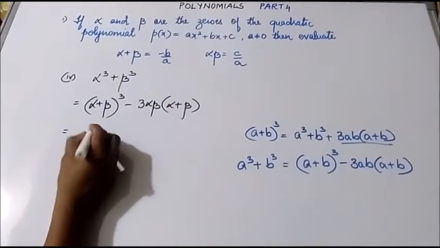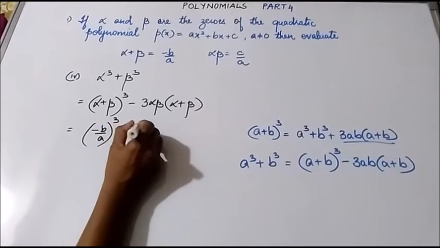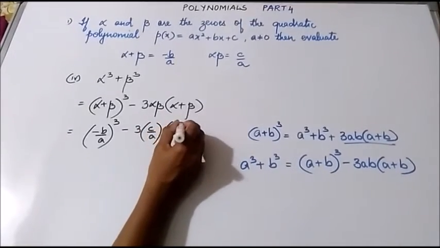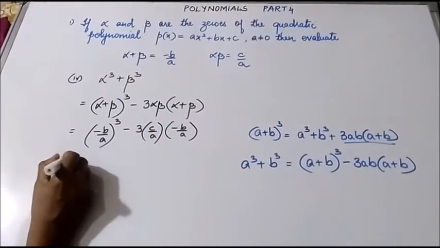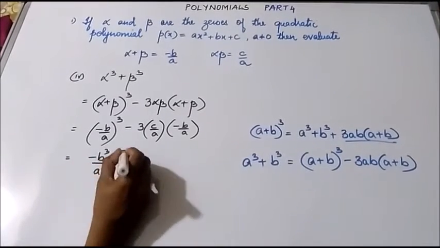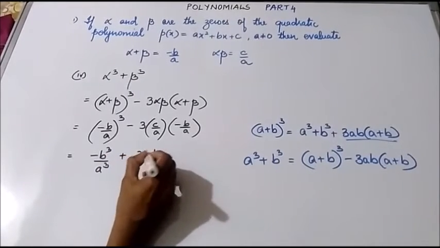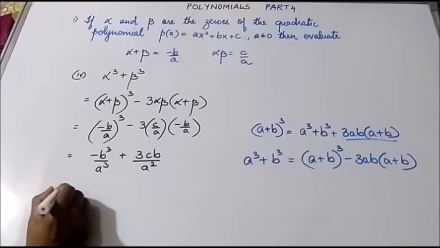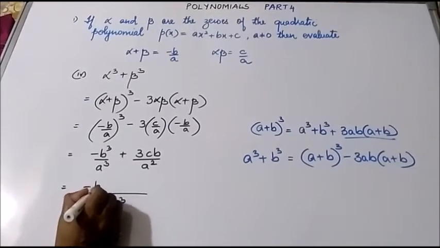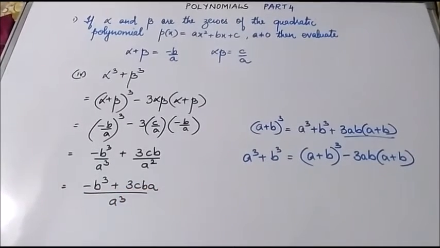Now, we substitute. This is minus b by a the whole cube. Alpha into beta is c by a. Once again alpha plus beta is minus b by a. To open the bracket we get here minus b cube by a cube. Minus minus is plus 3cb by a square. Finding the LCM, LCM here is a cube. We get here minus b cube plus 3cba.